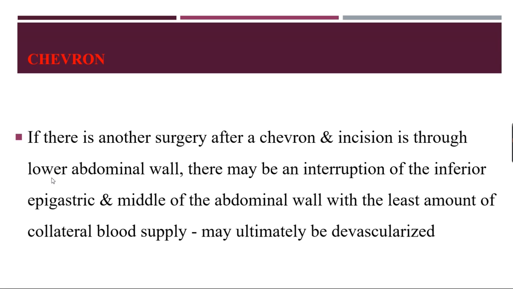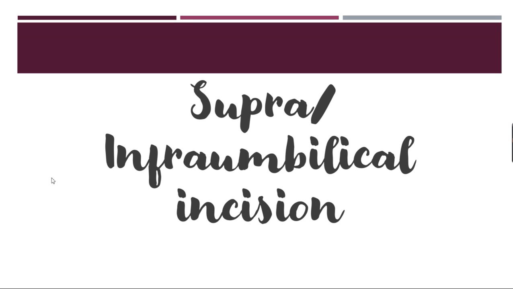Suppose we have given a chevron incision in any patient, he recovered, and later on after 1 or 2 years, there is another surgery on this patient after a chevron, and suppose that incision is going through the lower abdominal wall. There may be an interruption of the inferior epigastric in this scenario and the middle of the abdominal wall, and that's why it will develop the least amount of collateral blood supply and ultimately be devascularized tissue. So devascularization is possible after chevron if another incision is given through the lower abdominal wall in the same patient. Important point. Then after chevron, the supra and infraumbilical incision.